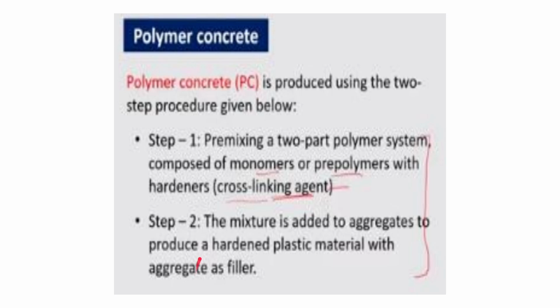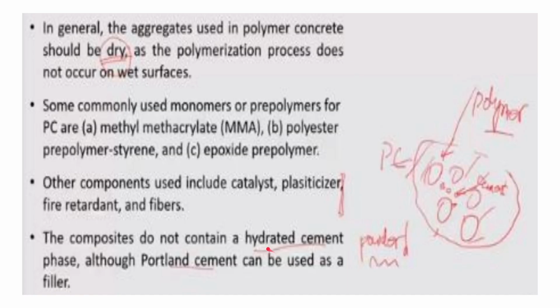So firstly, a two-part polymer system composed of monomers or pre-polymers is pre-mixed using a cross-linking agent, and then the mixture obtained is added to the aggregates to produce a hardened plastic material, where the aggregate acts as a filler, which is similar to conventional concrete. In general, the aggregates used in polymer concrete should be as dry as possible, because the polymerization process does not occur on wet surfaces. This is one important criterion.